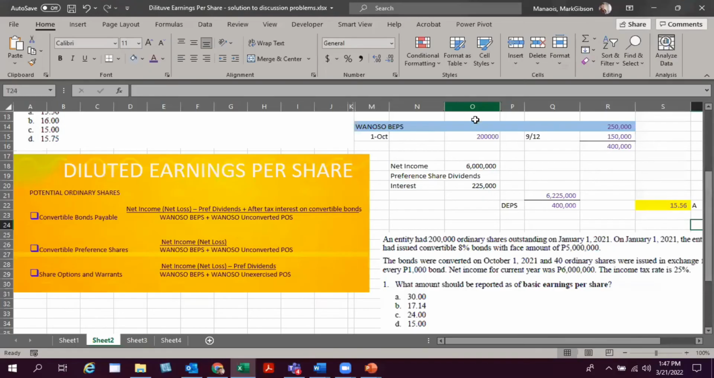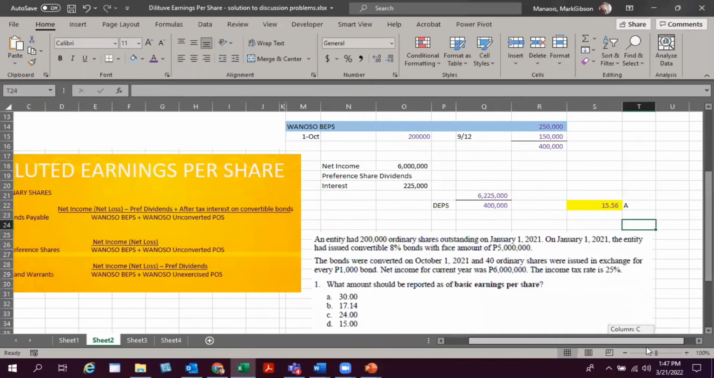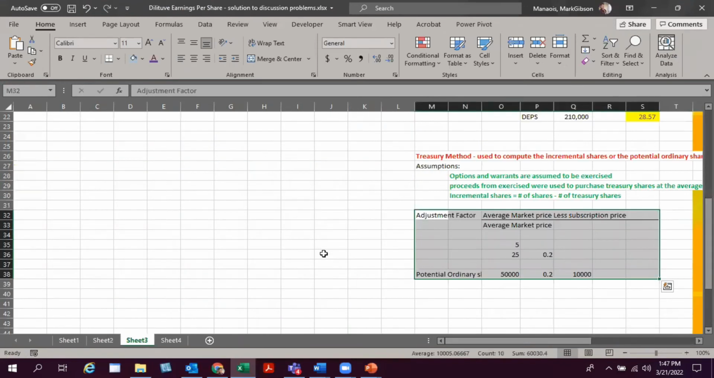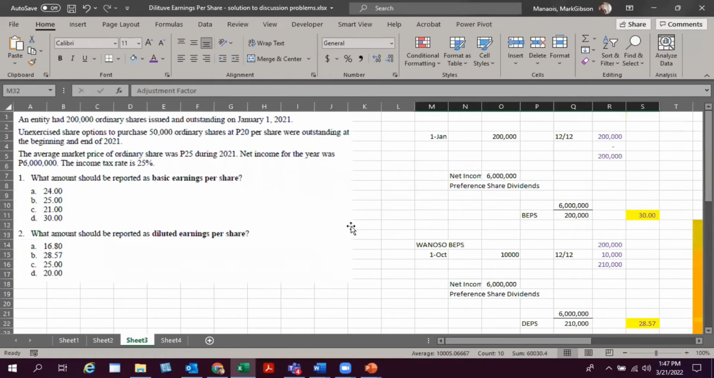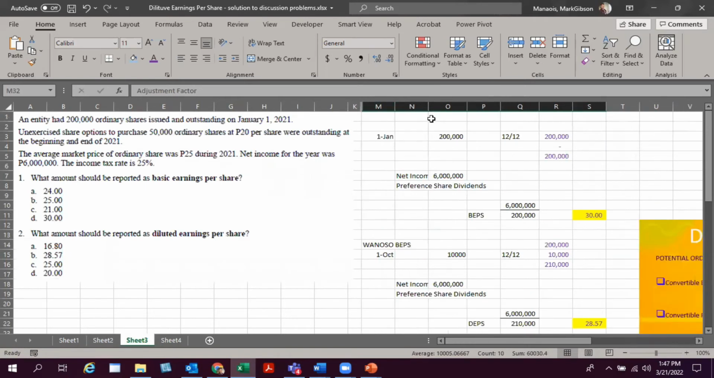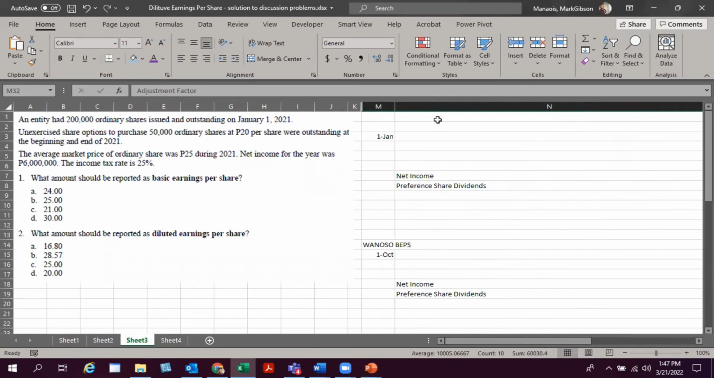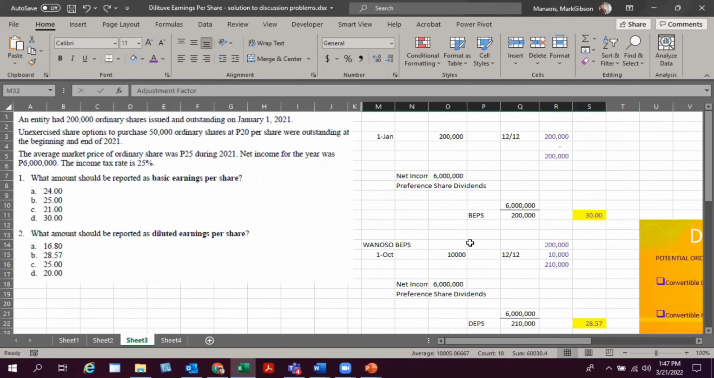So, let's have problem number 3. In problem number 3, let's discuss again the basic earnings per share. We have net income of 6 million. That's given. And there's no mention of preference shares, so it's 0.